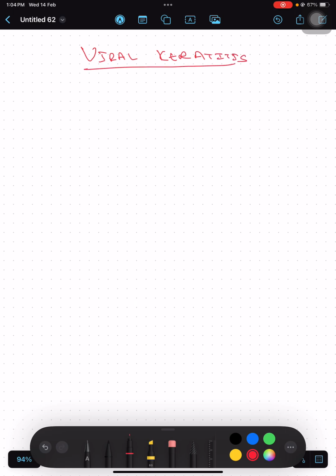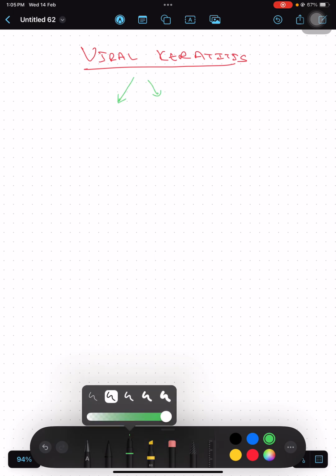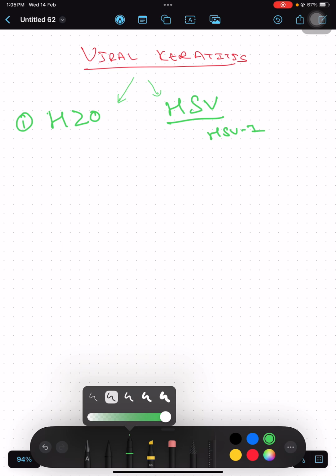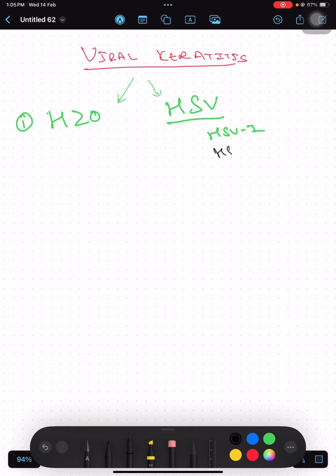So in case of viral keratitis, what you need to remember is we have two broad categories. One is herpes zoster ophthalmicus, second is herpes simplex virus. Herpes simplex virus can be HSV1 and it can be HSV2. HSV2, the lesion is below the vest, and HSV1, the lesion is above the vest.